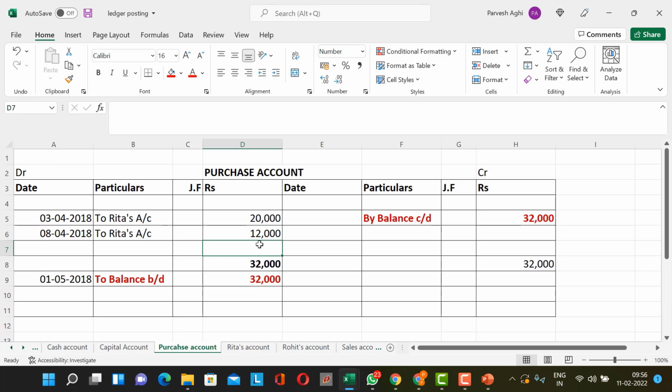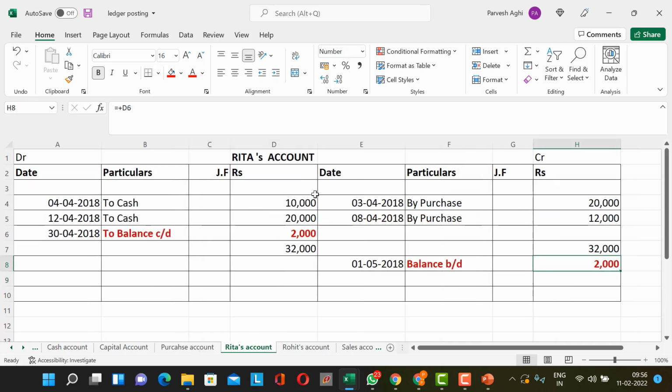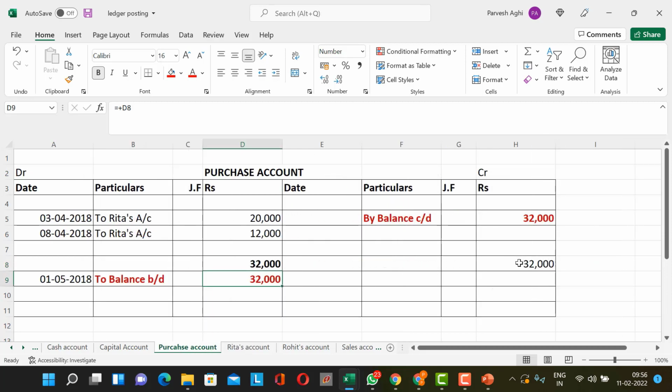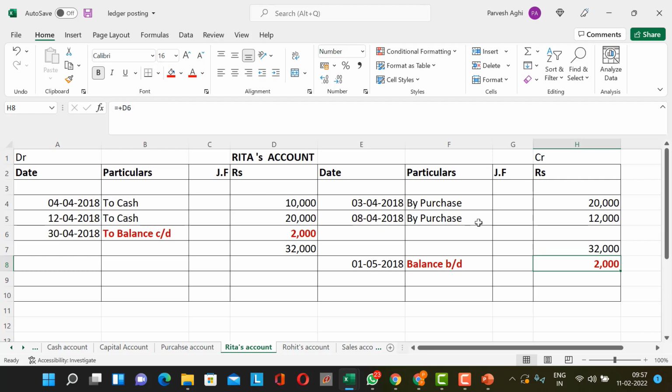Yes, sir. So listen once more. For the purchase account, as a lawyer, you must understand that if you have to see how much purchases the company has made for a given period, in this case it is only for 1 month. The company has purchased goods worth 32,000. Who supplied goods to the company? Rita. So all these goods, 32,000, have been shown in your purchase account. It may happen that 2 or 3 people might be supplying, but in the month of April only Rita supplied, so all the purchases have been made from Rita.